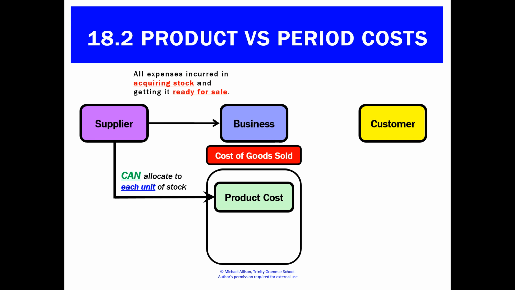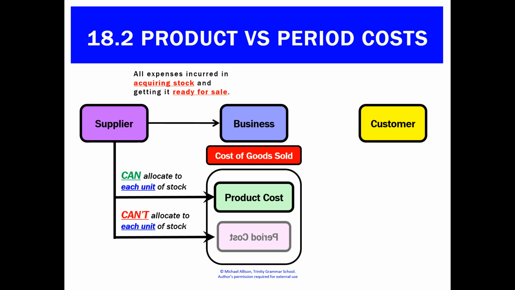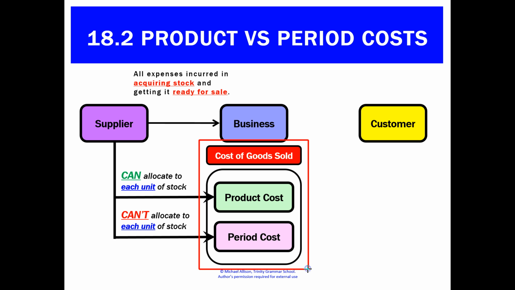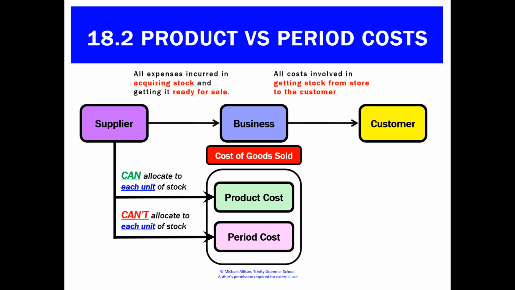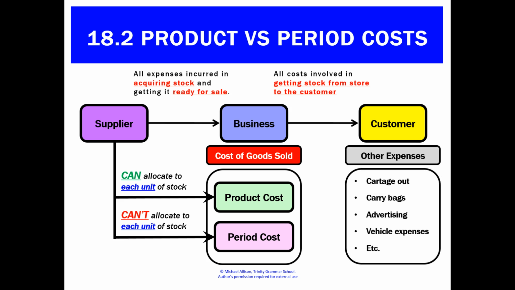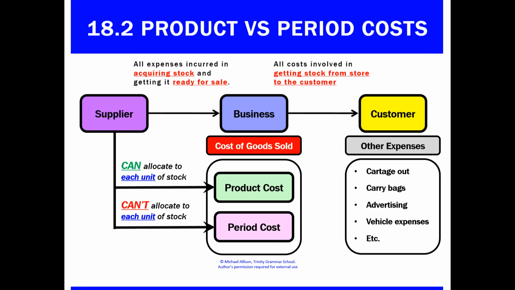Now, we've also got costs that are required to get stock ready for sale, but sometimes we can't allocate those to each unit. So what we'll do is we'll call those period costs. You can see though that they're both going to be part of this group that's called cost of goods sold. That'll leave us with a third type of cost, which is what we've already been doing, or the cost required to run the business and get stock to the customer, and that's your other expenses.